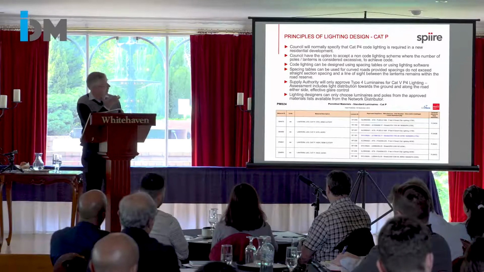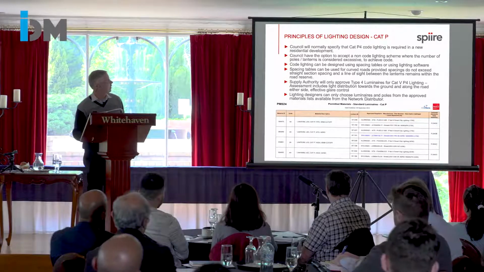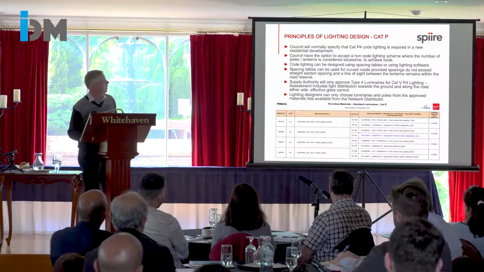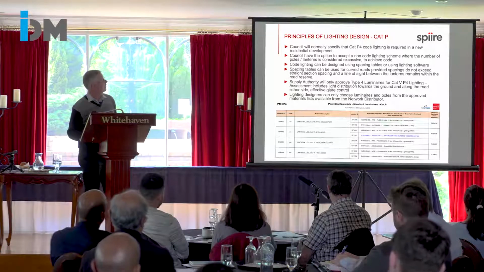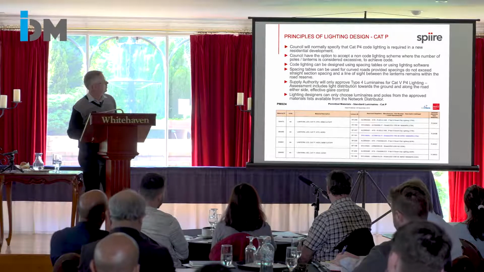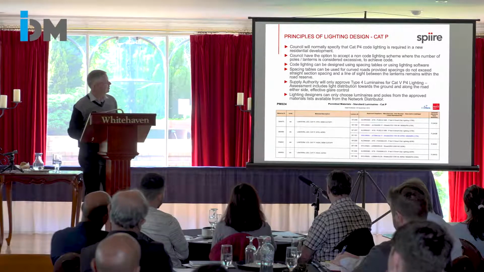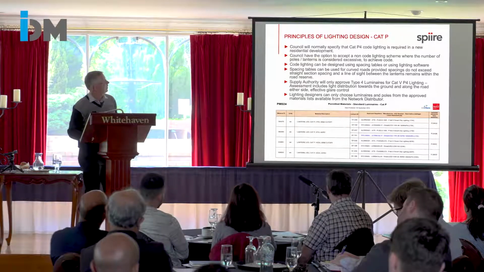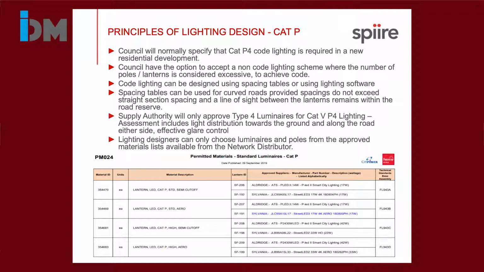There are opportunities, and I'll discuss that a little bit further down the track, as to different ways of designing to still achieve code, but you need to use different light fittings and different poles. Code lighting can be designed using spacing tables or using lighting software. I'll touch on both of those during this presentation. Spacing tables can be used for curved roads provided spacings do not exceed the straight section spacing and line of sight between the lanterns remains within the road reserve.